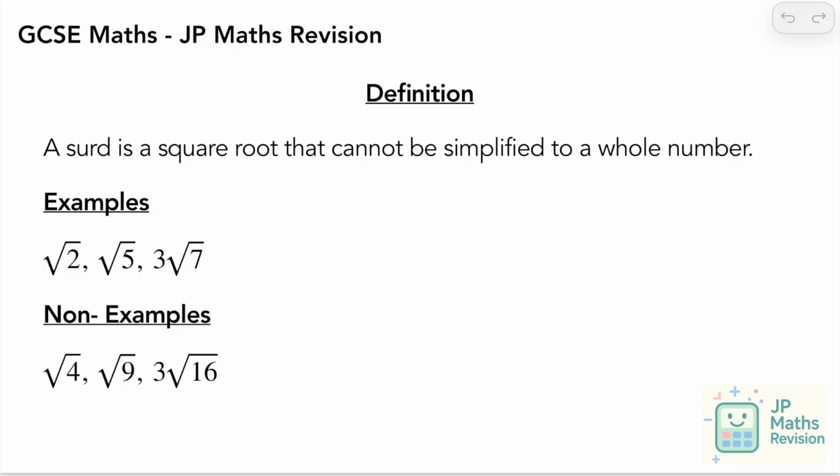Things that do not count as surds are root 4, root 9 and 3 root 16, because 4, 9 and 16 are all square numbers. If you took the square root of 4 you would get 2, and the square root of 9 is 3. The square root of 16 is 4, and 3 times 4 is 12. So these are not surds because they can be simplified to whole numbers.